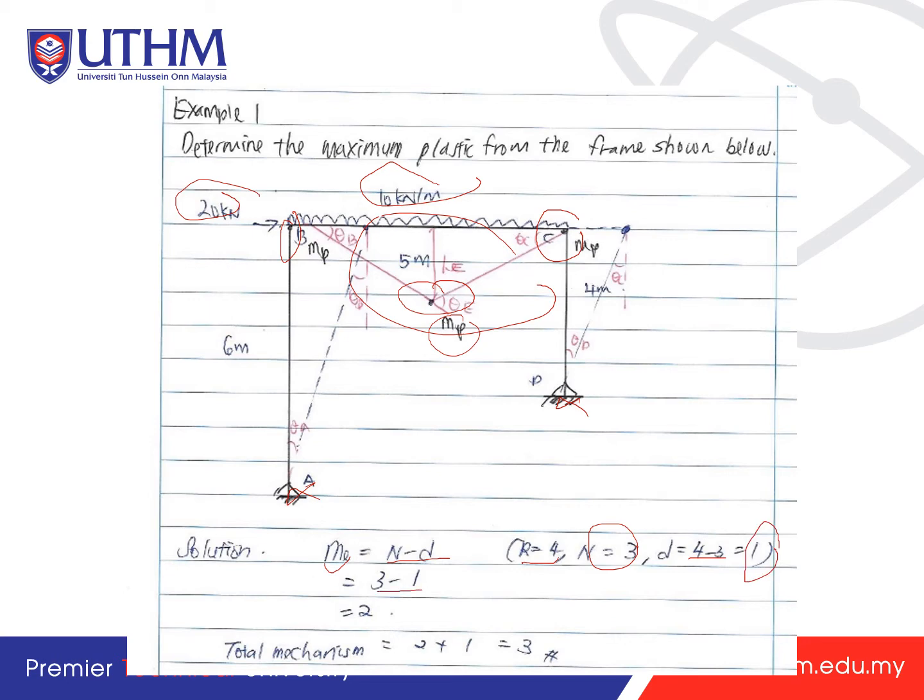So the redundant is 4 minus 3, which is 1. So 3 minus 1 is 2. The total mechanism is 2 plus 1, which is 3. This means that you need to consider 3 mechanisms. One is the sway caused by the 20 kilonewton. Another is the beam mechanism from the 10 kilonewton per meter. Another is the combined mechanism. So this is 1 plus 1 plus 1, equal to 3 mechanisms.